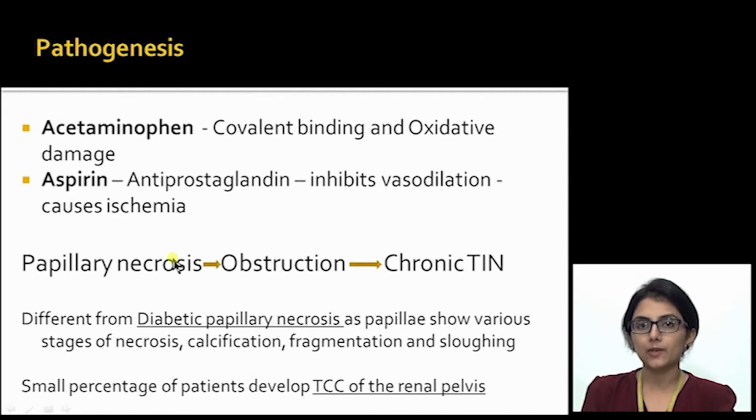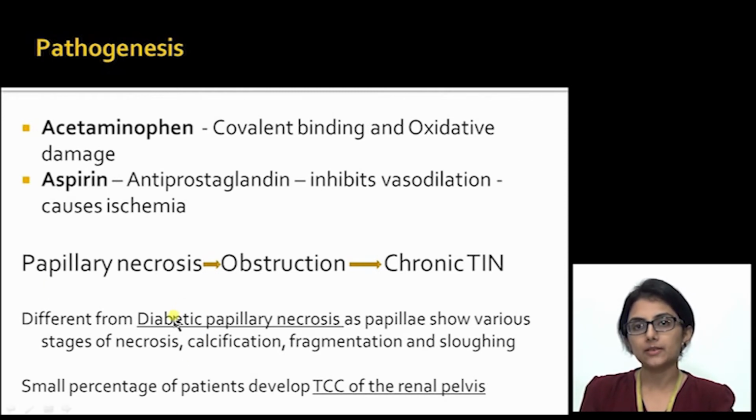But what is classical for analgesic nephropathy is papillary necrosis. This can also contribute to damage because it can cause downstream obstruction and worsen the chronic tubular interstitial nephritis. Now, when we talk about papillary necrosis, we all need to remember that there are at least 2 or 3 actually important differential diagnoses for papillary necrosis other than analgesic nephropathy. This includes diabetic papillary necrosis, sickle cell anemia, and acute pyelonephritis, which can also show papillary necrosis.